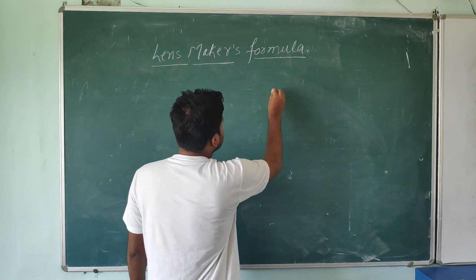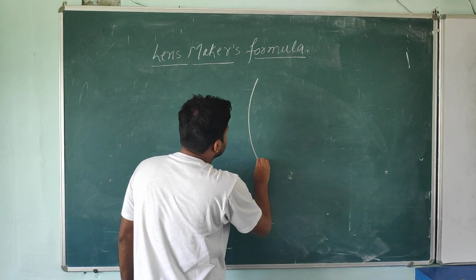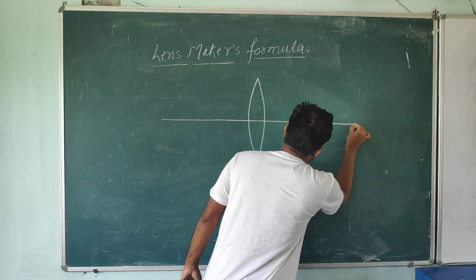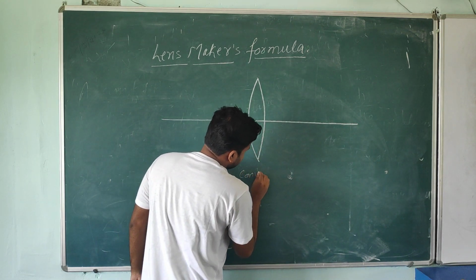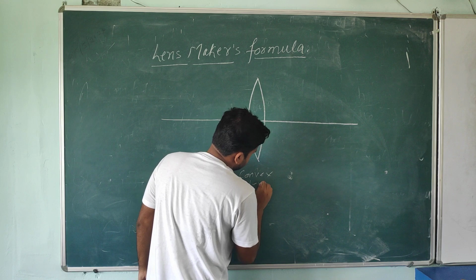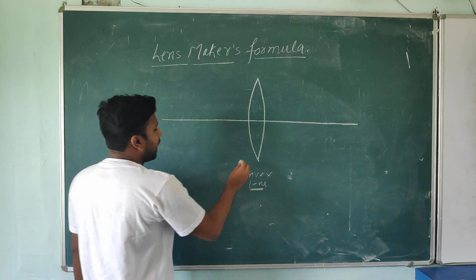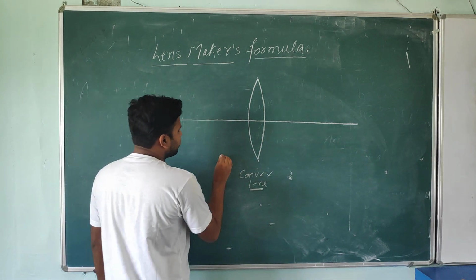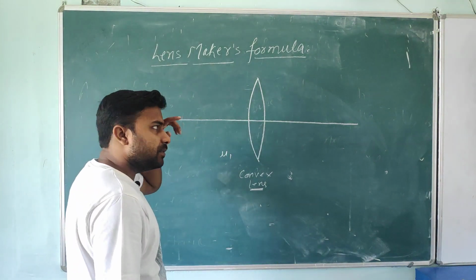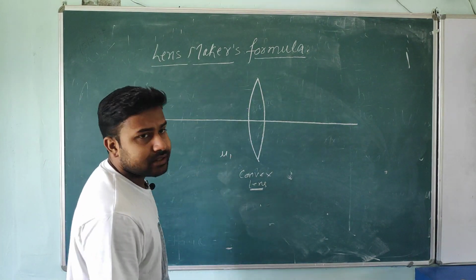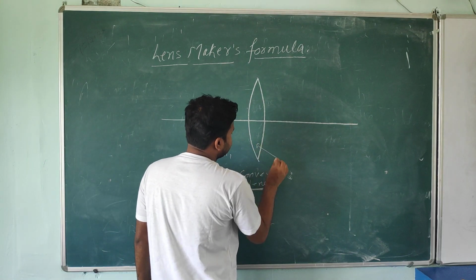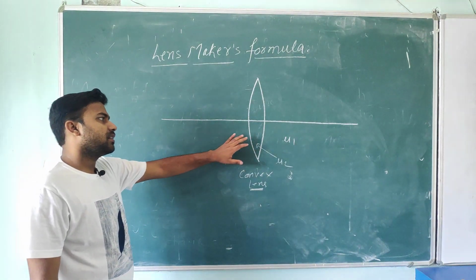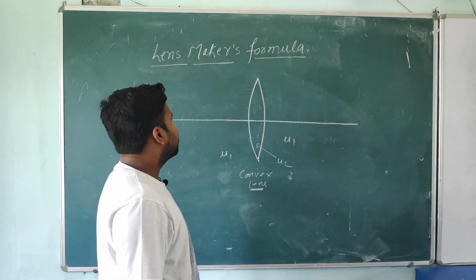Okay student, so now I am drawing a diagram. For the derivation you can take a concave or convex lens. I am taking the convex lens. I am assuming air as the medium, so I am taking mu1. The refractive index of the surrounding is mu1 and the refractive index of the lens is mu2, and on the other side it is again mu1. You can also assume air, glass, anything, but I am taking a general case.